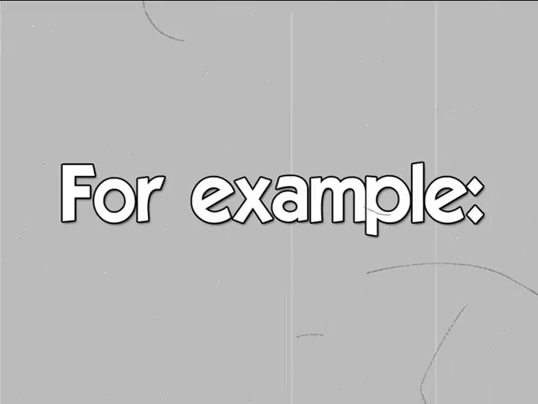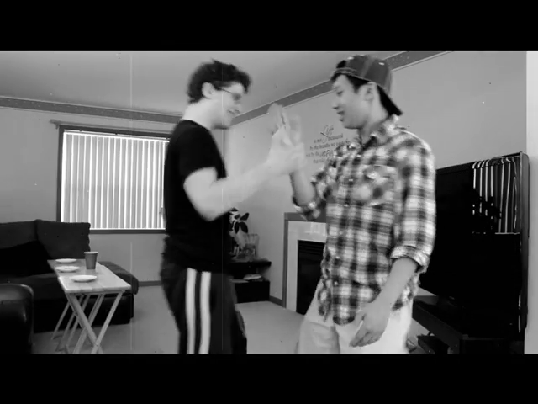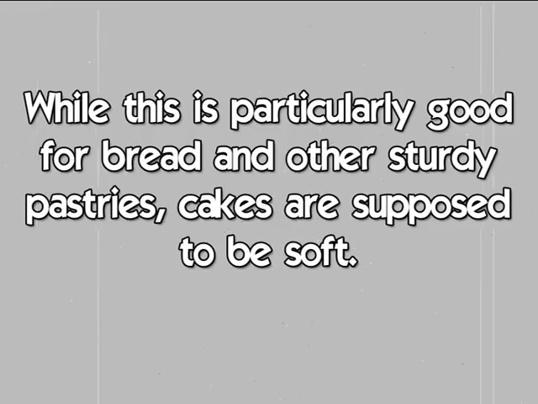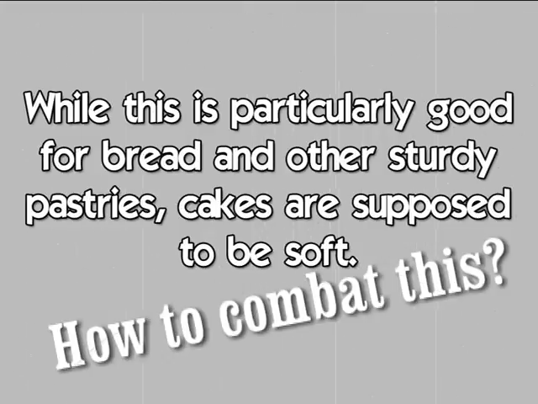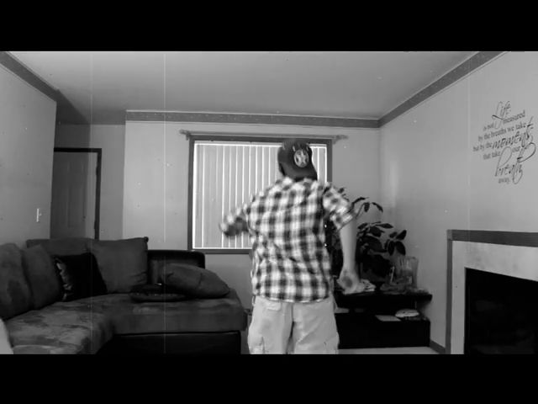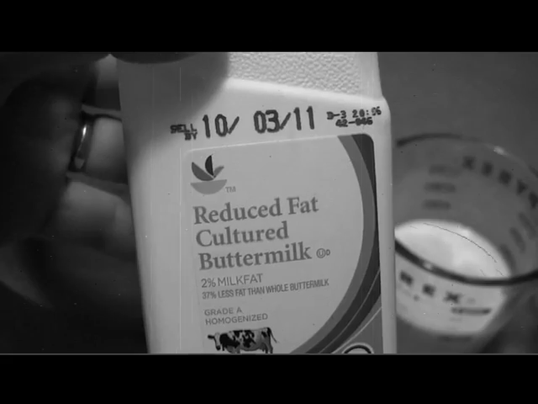For example, when water is added to flour, the 2 proteins, gluten and gliadin, bond, forming gluten. While this is particularly good for bread and other sturdy pastries, cakes are supposed to be soft, so how to combat this? The answer is sugar. When sugar and flour are combined with water, the 2 proteins instead are attracted to the sugar molecules, and very little gluten is formed. You not only have a sweet treat, but also a moist one.